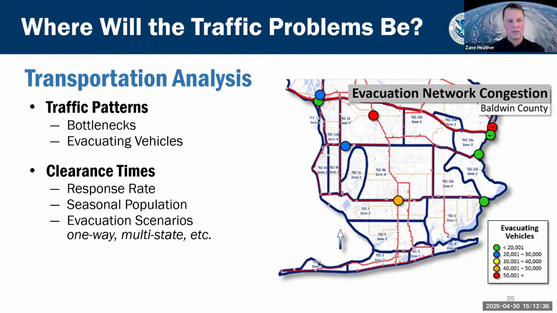That's based off several variables, as we've discussed previously, but some additional ones are the response rate, how quickly an evacuating population, or a population told to evacuate, will take action and get on the evacuation roadway network. Next, it's seasonal populations: how many tourist or seasonal residents are currently inhabiting an evacuation area, apart from what is typically counted in their census.